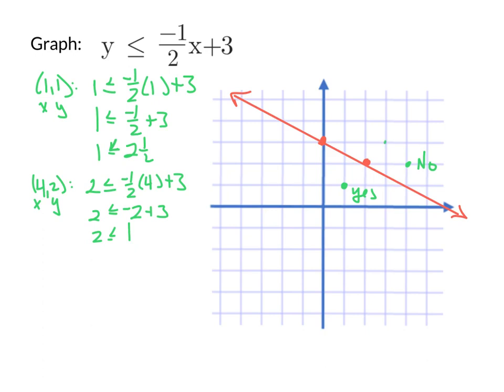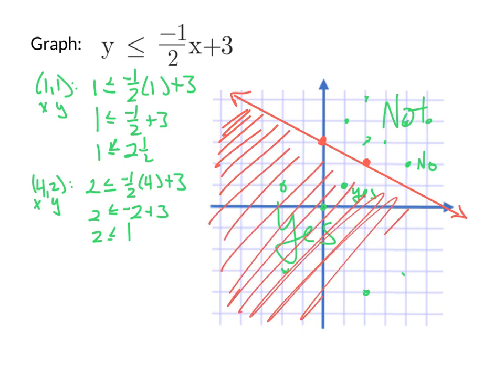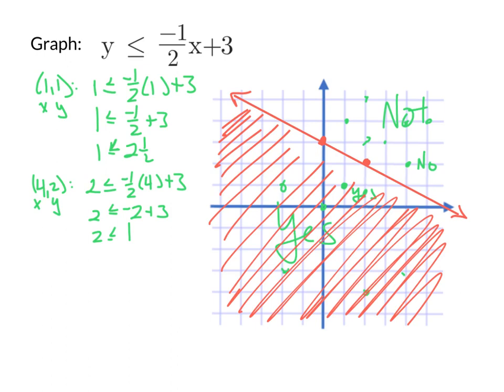And we can continue this with any other points that we want. And what we're going to find is that any time that we pick points that are above this line, all of these points are not going to be solutions. But anytime we pick points that are over on this side of our boundary, we're going to find all of these are yeses. So we have to show on our graph which side of the boundary contains all of our solutions, and we do that by shading. So we just go ahead, take our pencil, and shade on this side of the line.